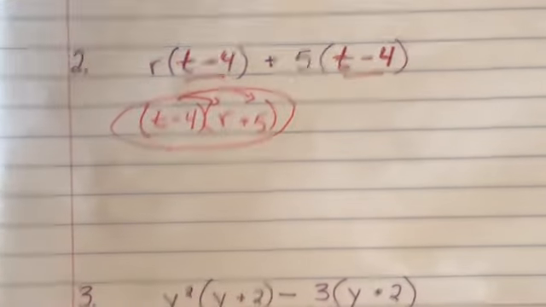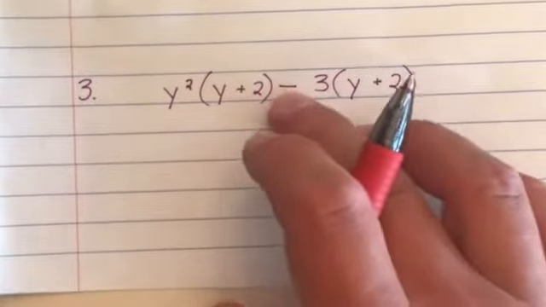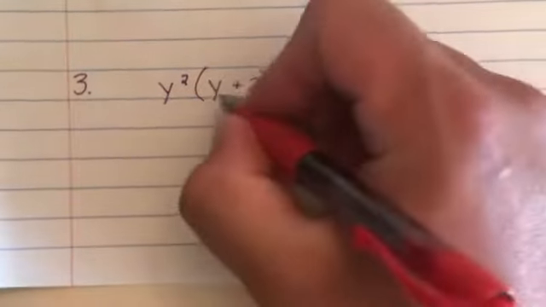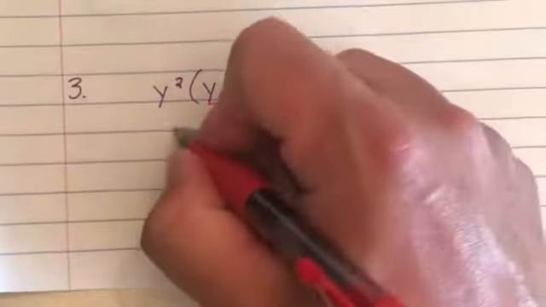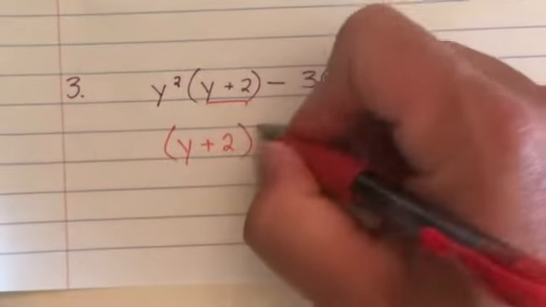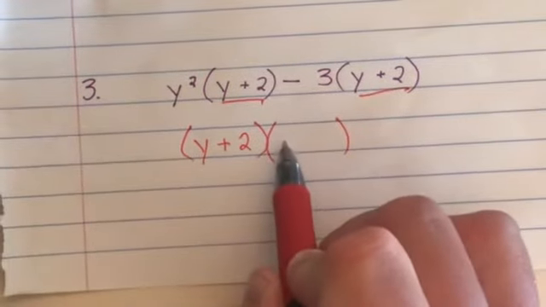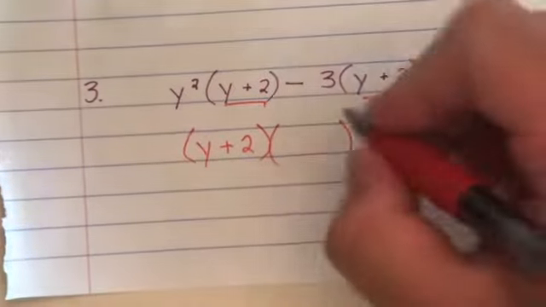Okay. Moving on, the last one I have for you here, number 3, is just a little bit different because this is subtraction. We're subtracting these terms, so you might notice right away, again, your common binomial factor is y plus 2. We'll factor that out, y plus 2, and we'll think about what's left. Well, (y plus 2) times something here is our first term. (Y plus 2) times y squared.